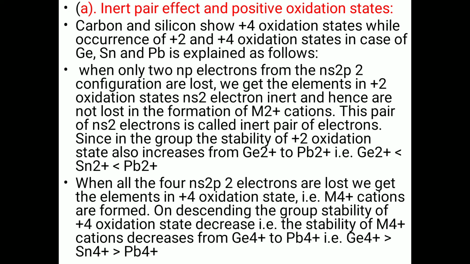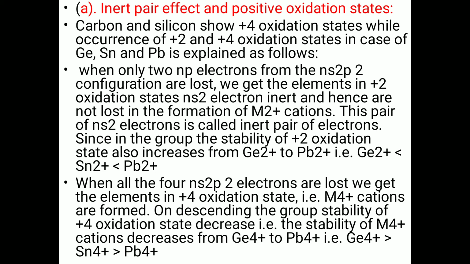Carbon and silicon show +4 oxidation state, while the occurrence of +2 and +4 oxidation states in the case of germanium, tin and lead is explained as follows. When the two np electrons from the ns2np2 configuration are lost, we get the elements in +2 oxidation state. The ns2 electrons are inert and hence are not lost in the formation of the M2+ cation. This pair of ns2 electrons is called the inert pair of electrons.